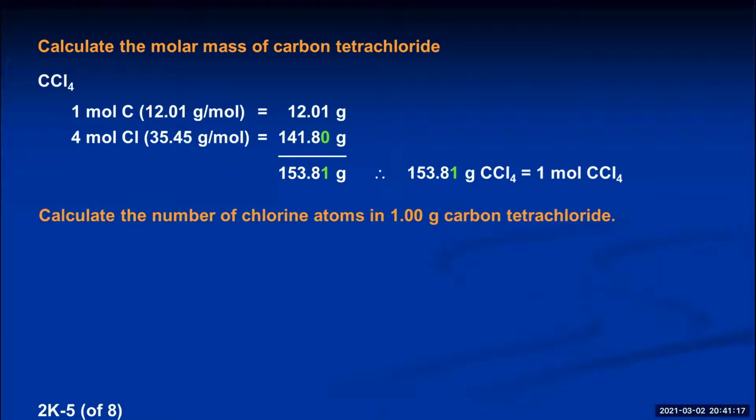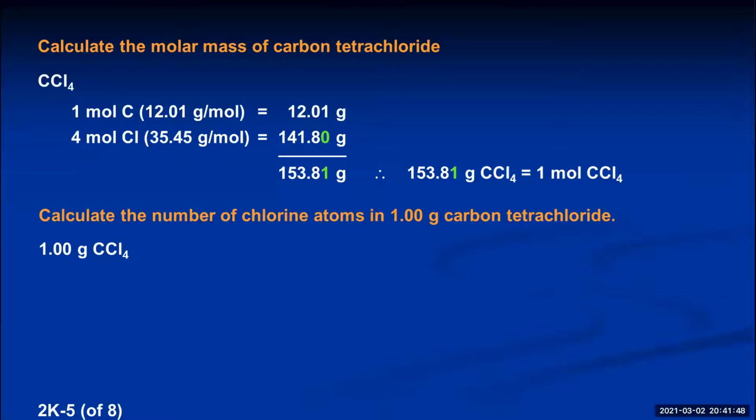And let's see if we can use that to do a little calculation here. We're going to try to calculate the number of chlorine atoms in 1.00 grams of carbon tetrachloride. So this particular problem is a dimensional analysis. We're starting with 1.00 grams of carbon tetrachloride, and we're trying to solve for, what is it? Chlorine atoms.